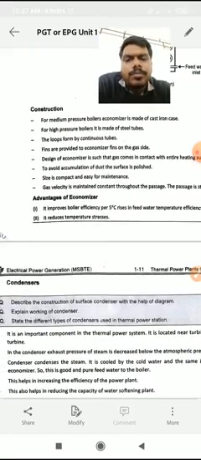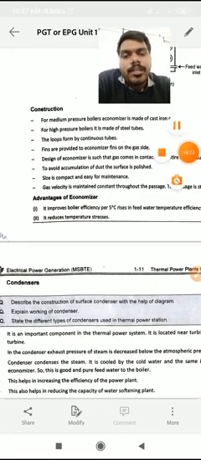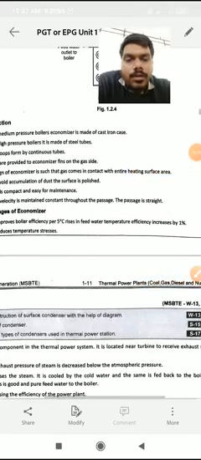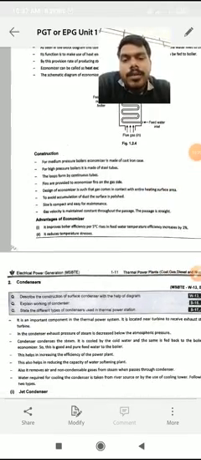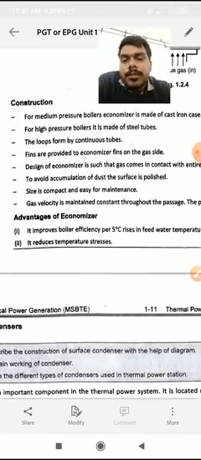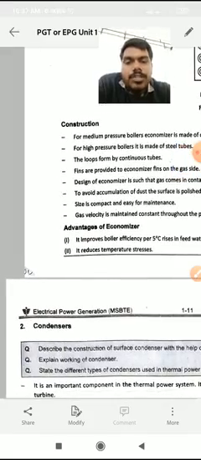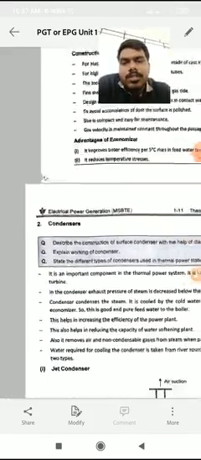Advantages: it improves the boiler efficiency. For every 5 degrees Celsius rise in feed water temperature, efficiency can be increased by 1%. It also reduces the temperature stresses.